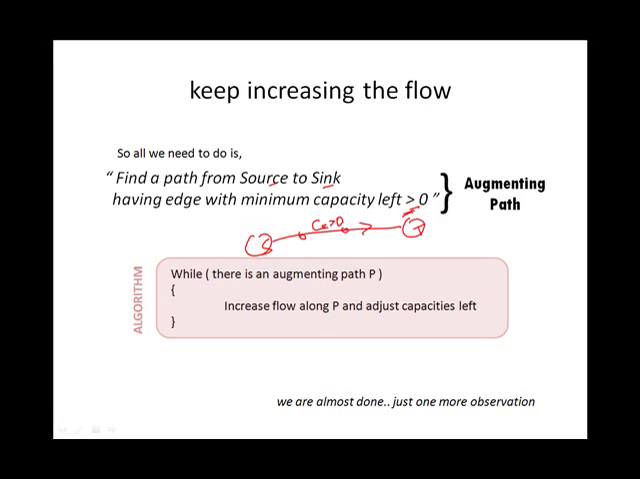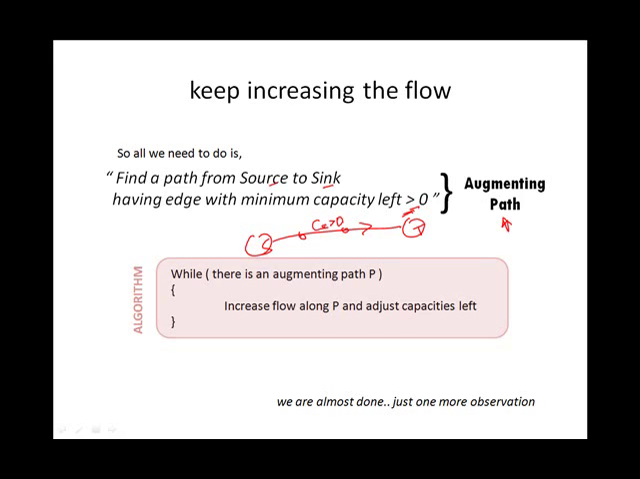So if the capacity of each of the edges along the path from S to T is greater than 0, then it is called an augmenting path. Okay. So if there is an augmenting path, what can we do? We can just send a positive flow along the path, and increase the overall max flow value. Okay. So the algorithm is very simple.